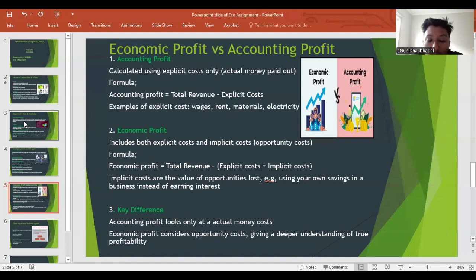Economic profit gives a deeper understanding of a business's true profitability. So, in short, accounting profit shows what a business earns on paper, while economic profit shows the real benefit after considering all costs, including opportunities lost.